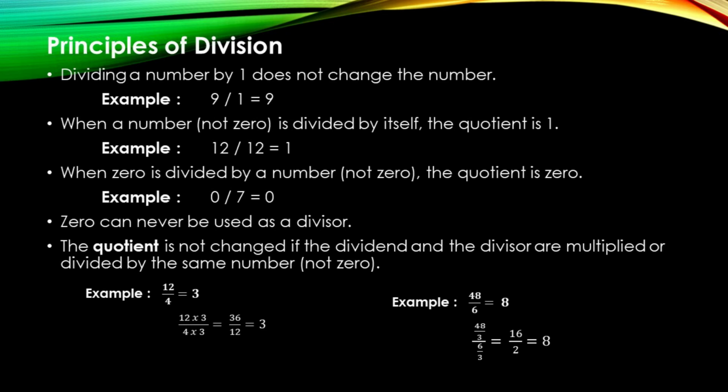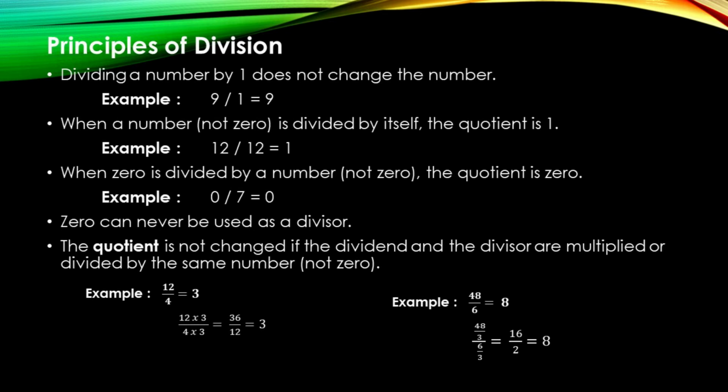the quotient stays the same. So, for example, 12 divided by 4 is equal to 3. We have a numerator which is 12, then our denominator is 4. Then the equal 3 is our answer. Now, let's try this. 12 times 3 is equal to 36. That is our numerator. Then our denominator, 4 times 3. The number we multiply by is 3. Then 36 divided by 12, our answer is still 3.